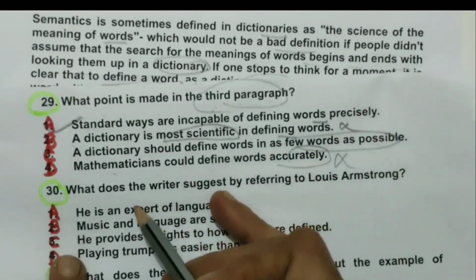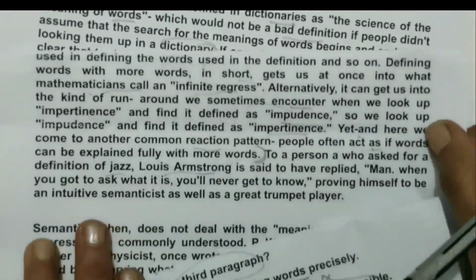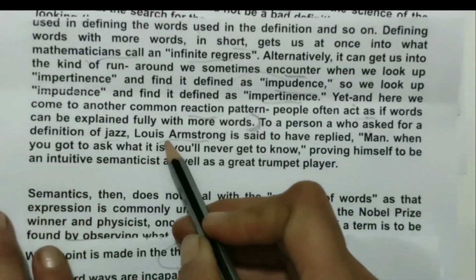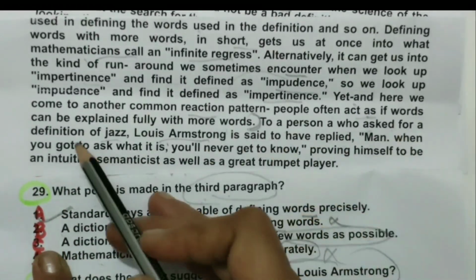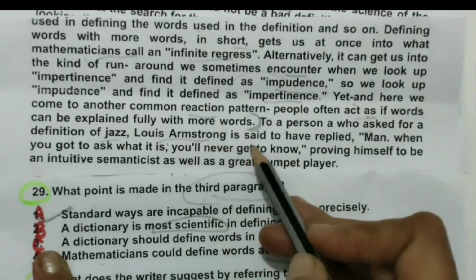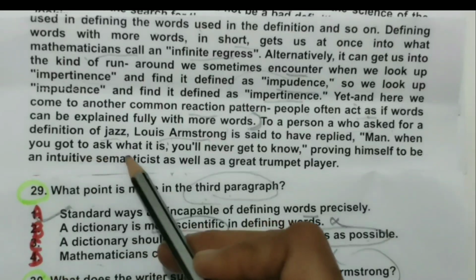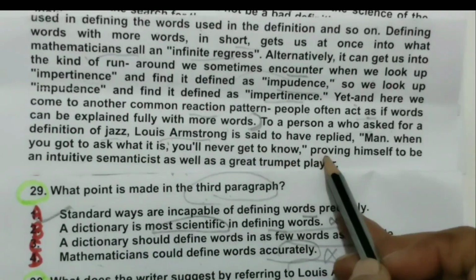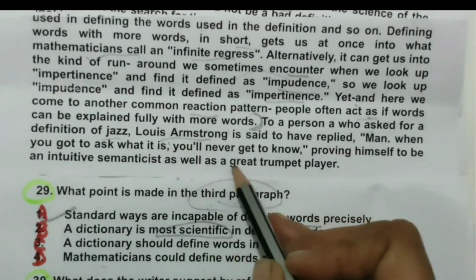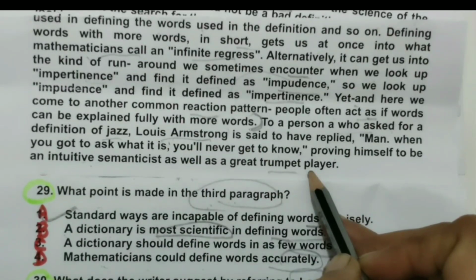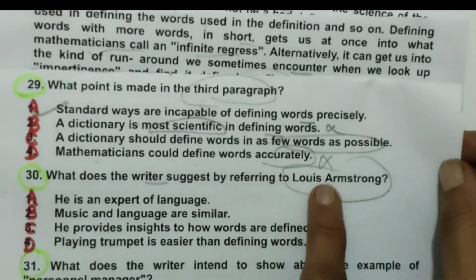Now 30 number, what does the writer suggest by referring? Now this person name is in this paragraph. See this, look at this person name, I can see over here. So let's read. To a person who asked for a definition of jazz, Louis Armstrong is said to have replied, "Man, when you got to ask what it is, you will never get to know," proving himself to be an intuitive, shamanistic, as well as a great trumpet player. Okay, so what does the writer suggest by referring Louis Armstrong?